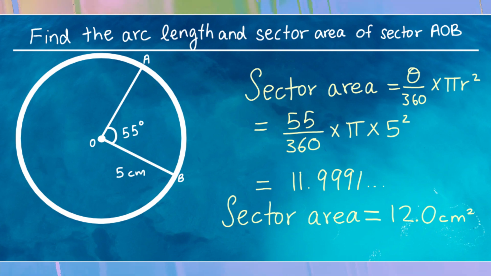Now to find the sector area. We know the formula is theta over 360 into pi r squared. So we are simply going to substitute 55 degrees for theta and 5 for the radius, which is r. By inputting 55 over 360 multiplied by pi into 5 squared into your calculator, we get a large answer as shown here. So by rounding it to 3 significant figures, we get that our answer is 12.0 centimeters squared.